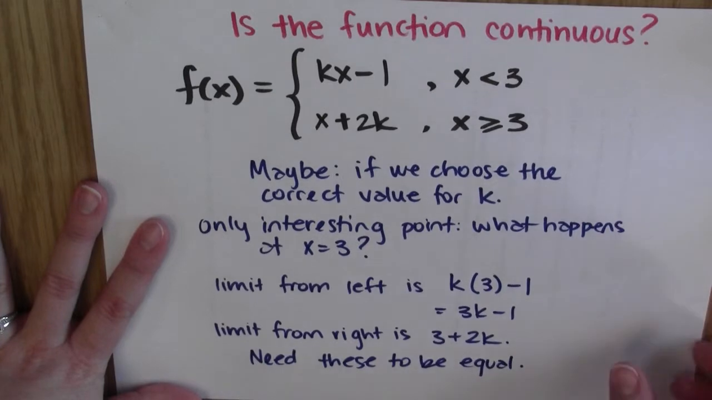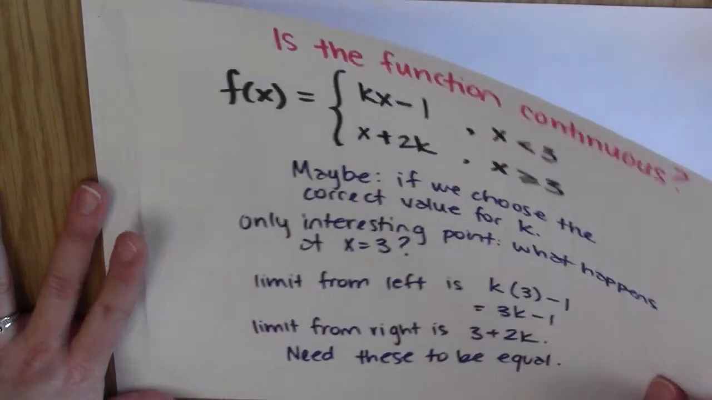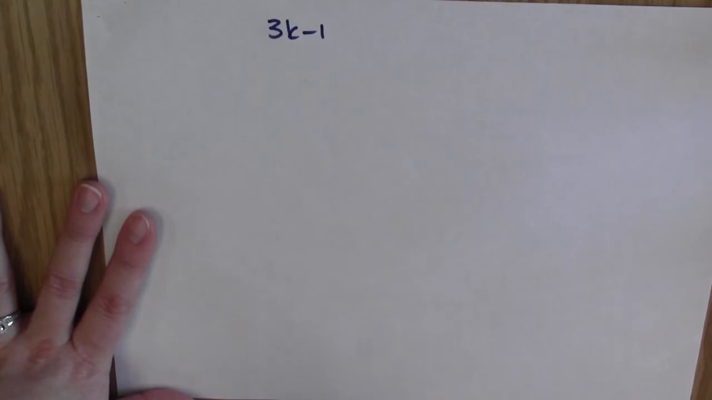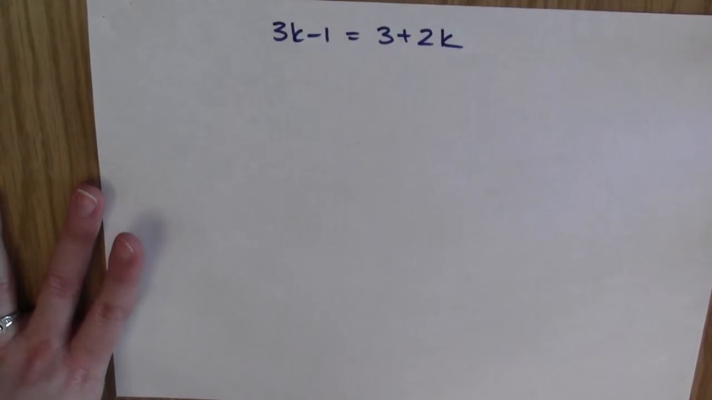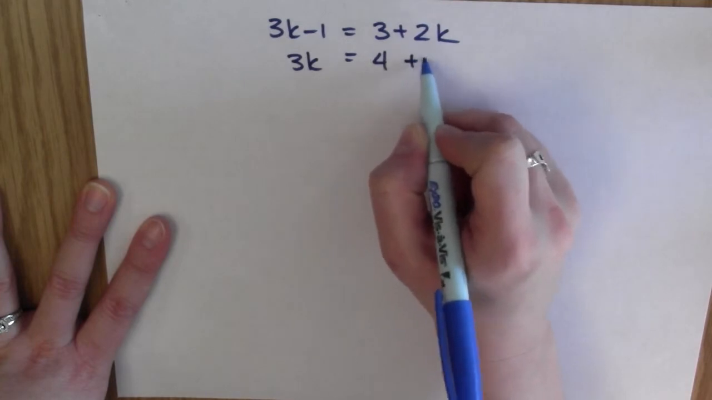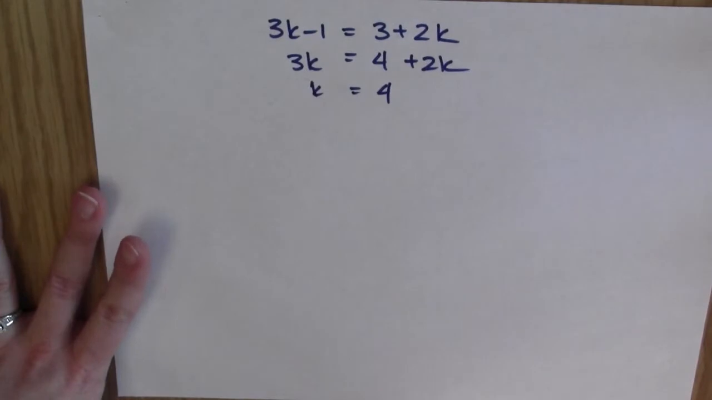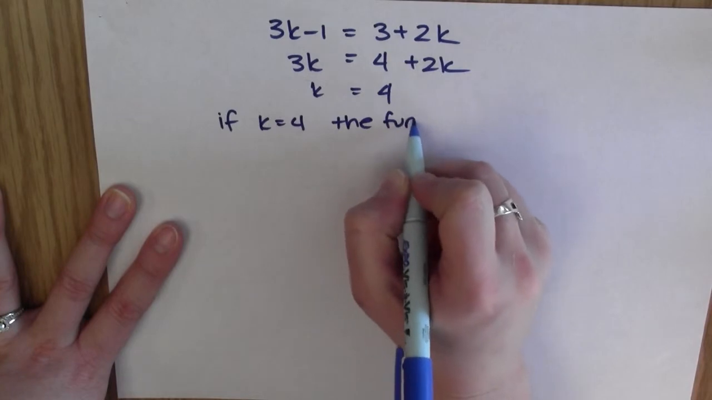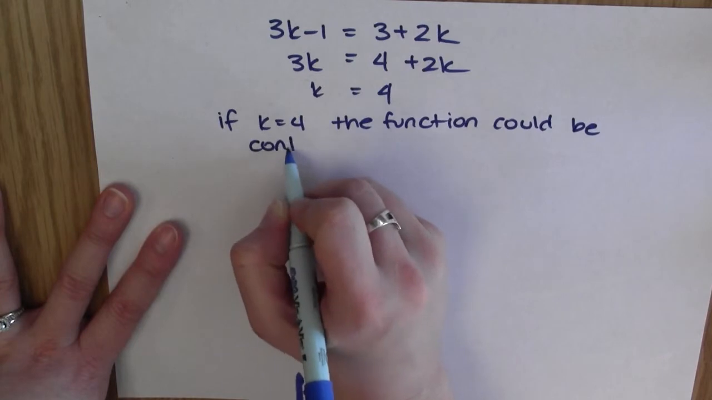All right, so let's set them equal to each other. We had 3k minus 1 from the left, and we had 3 plus 2k from the right. Now I solve for k. So I add 1 to both sides. 3k equals 4 plus 2k. I subtract 2k from both sides, and I get that k equals 4. So if k equals 4, the function could be continuous.